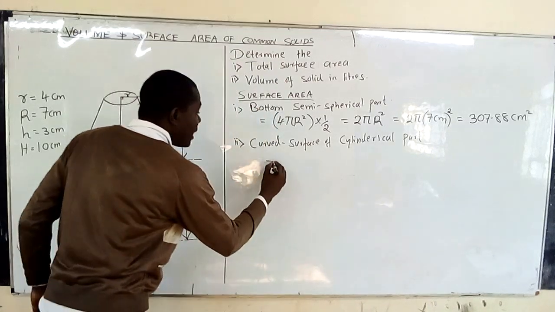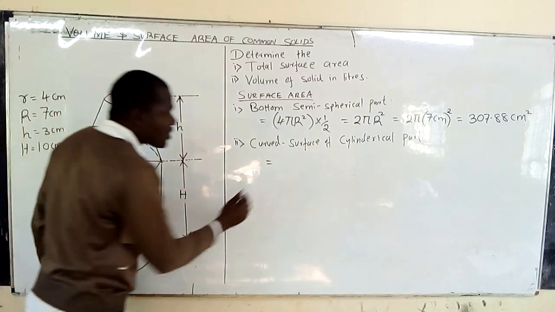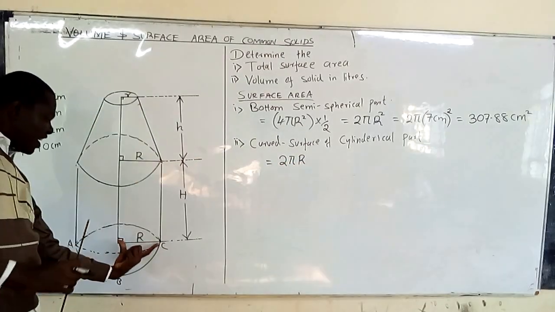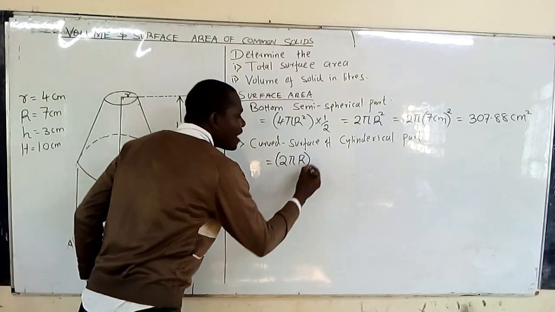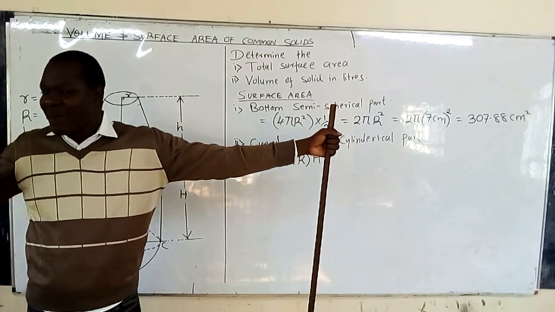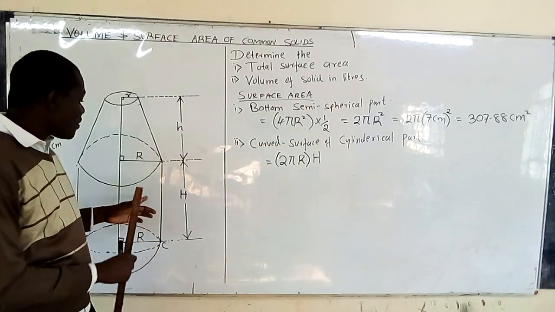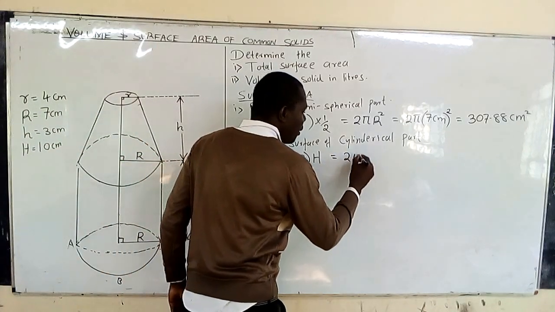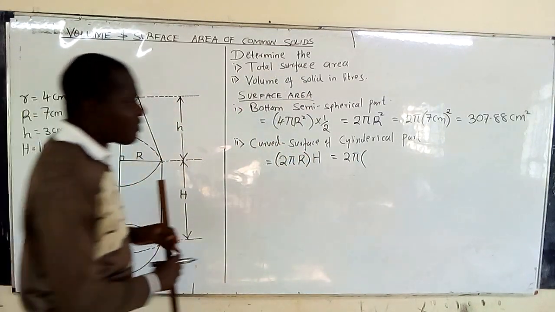Meaning the circumference times the height, capital H, isn't it? So the circumference is given by 2 pi r, because the radius of the cylinder is also capital R, then times the height. If you stretch the circumference like this, it becomes the length, times the height. So that gives you the curved surface of the cylindrical part, which is 2 pi, then capital R, you are going to take to be 7 centimeters, isn't it?